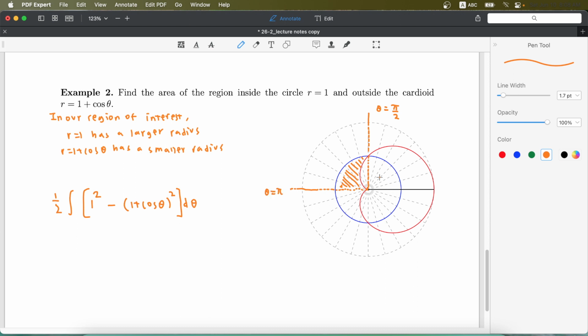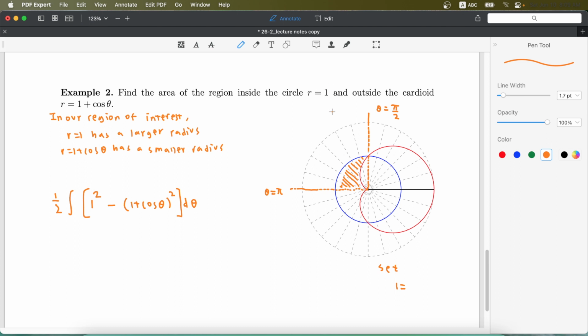Again, I say apparently because when you sketch the graph, you can see that right here you have pi over 2. If you don't know how to find this, basically remember to find the intersection of two curves, you can simply set r equals r. Previously we set y equals y, because we had y equals f of x and y equals g of x. But now you should set r equals r.